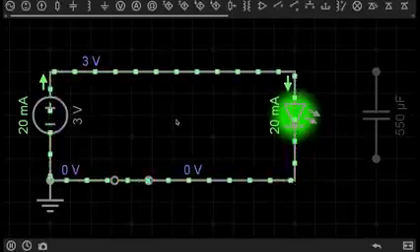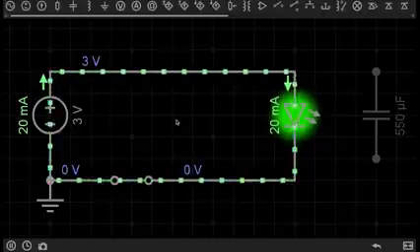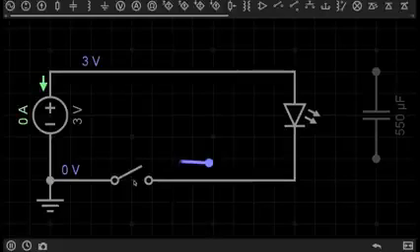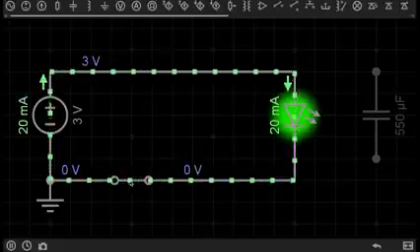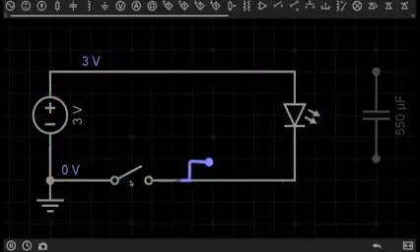So at first I'm going to demonstrate what happens in this circuit without the capacitor connected. If I open the switch, the LED instantly turns off. All of the current stops flowing through that LED. If I close the circuit, the LED turns on. If I open the circuit, the LED instantly switches off.